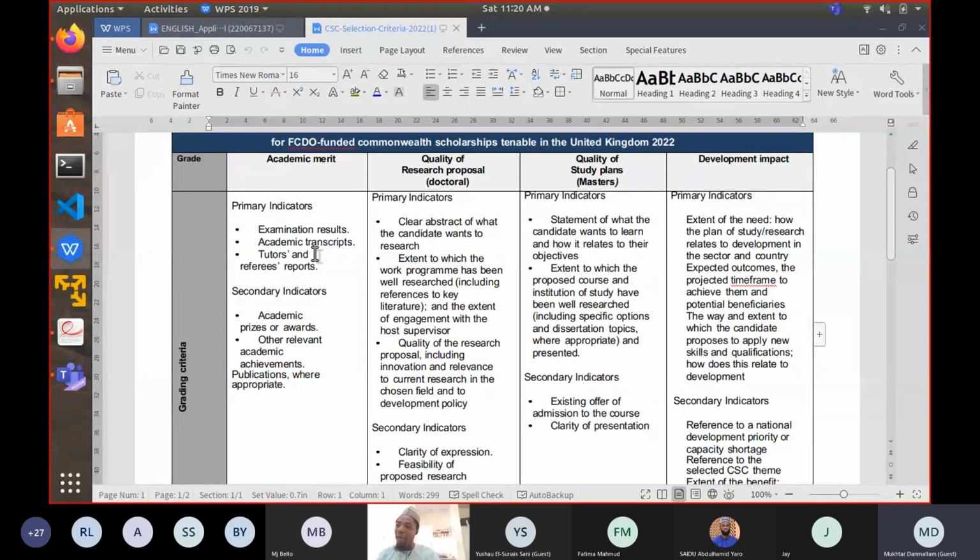But the academic merit is the examination results from the transcript, like what CGPA one has and what have you. But actually, this one doesn't count very much. I think a lot of people with second class degrees have been getting this kind of scholarship, even some with third class, depending on the quality of the study plans and the developmental impact that someone is having.